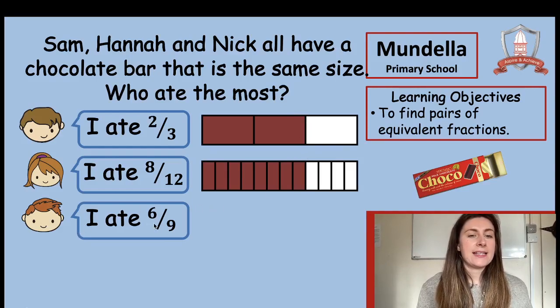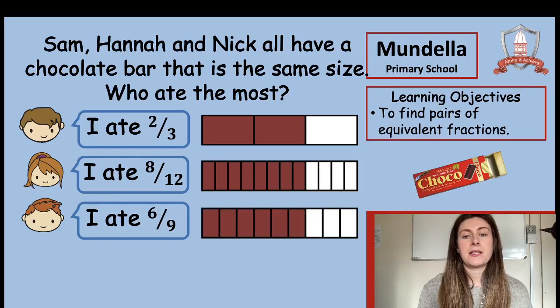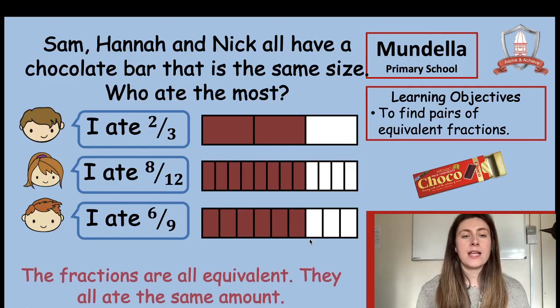And then Nick ate 6/9. So my bar's going to be the same size, but this time I've split it into 9 equal parts. I've coloured in 6, and I can see, oh yes, they've all eaten the same. So nobody ate more than anybody. They've all eaten the same because the fractions are all equivalent. So they all ate the same amount.